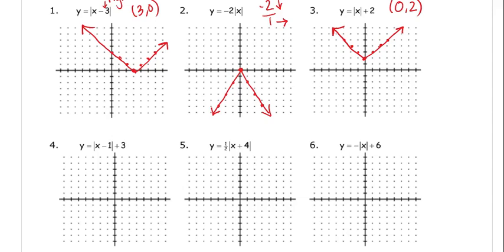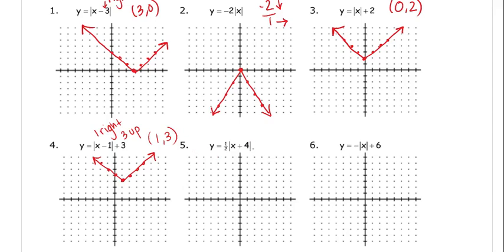Number 4. Now we're going to have 2 things changing in our vertex. The absolute value of x minus 1 plus 3. On the inside, that minus 1, remember inside is opposite, that's telling us to go 1 right. That plus 3 is telling us to go 3 up. So our new vertex is 1, 3, and our function is starting right there. Nothing out front, so up 1 over 1. Connect and you're done.